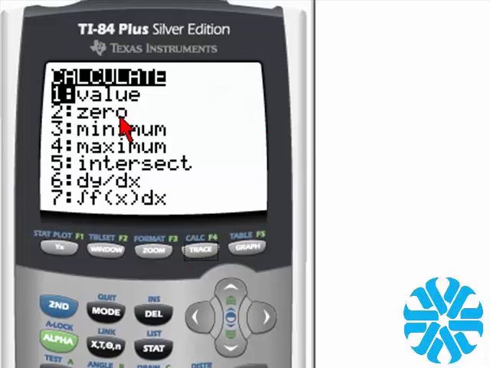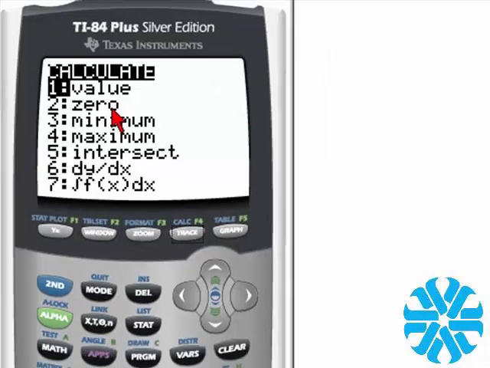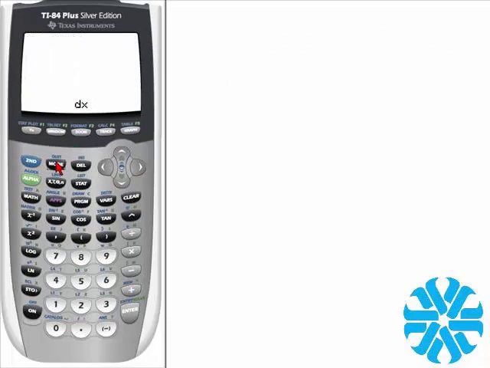Alright, so let's go to example number 2. In this example we would like to find the roots of the cubic function y equals 2x cubed minus x squared minus 15x plus 2. Recall this was the function we used in example 1 of the trace key video. In the trace key video we only estimated the roots, and this time we're going to find a more accurate value for the roots.